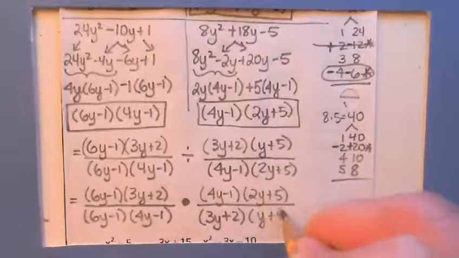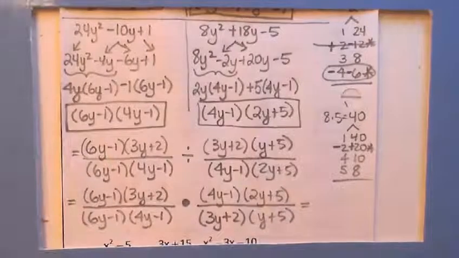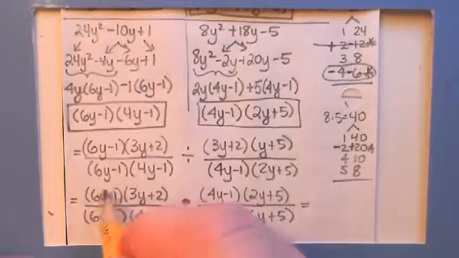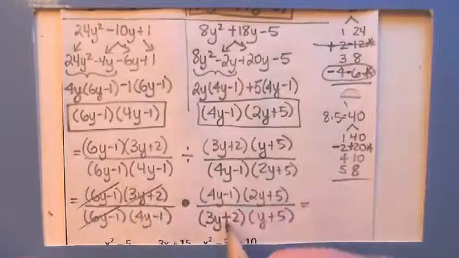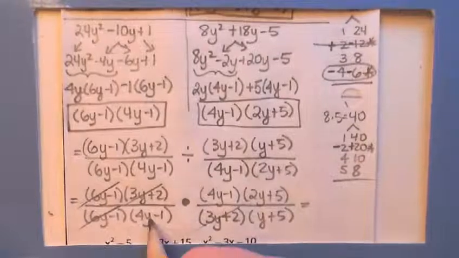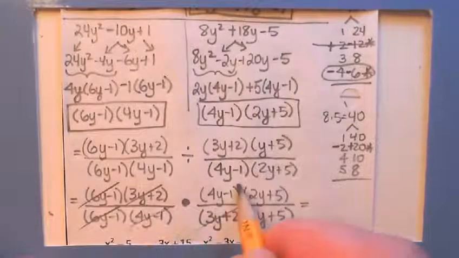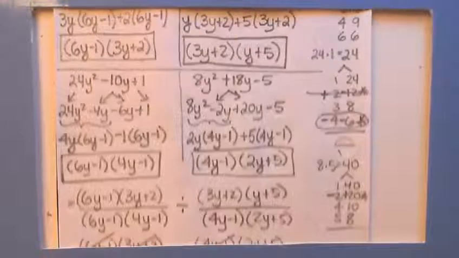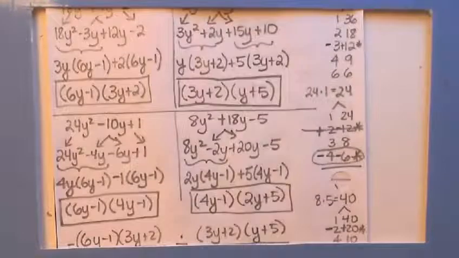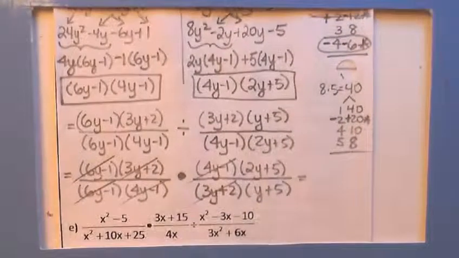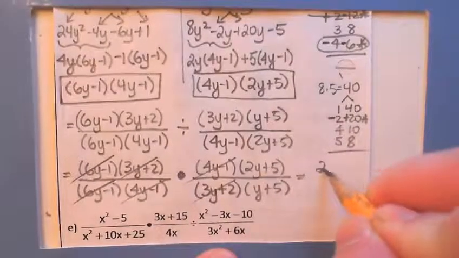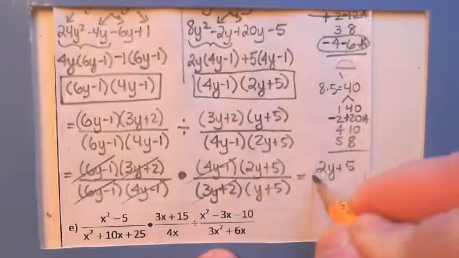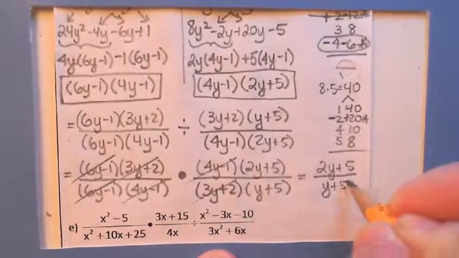Alright, so now that we did all that, we're ready to cancel. So let the fun begin. We're going to cancel. Play Zorro. Cancel, cancel. 3y plus 2, cancel, cancel. 4y minus 1, 4y minus 1, cancel, cancel. And basically I'm only left with that. So that means my final answer is 2y plus 5 and y plus 5.